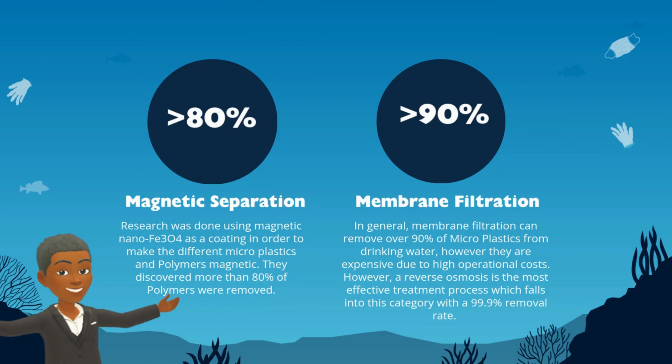And then we have membrane filtration. So membrane filtration comes in different forms like ultrafiltration and nanofiltration, as we previously discussed. And generally, it can remove over 90% of all microplastics from drinking water. However, they are expensive due to high operational costs. Nonetheless, a form of nanofiltration, which is a type of membrane filtration called reverse osmosis, is the most effective treatment process which falls into this category with a removal rate of 99.9%.